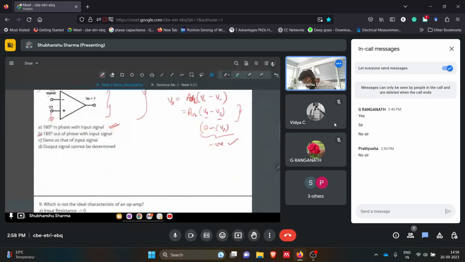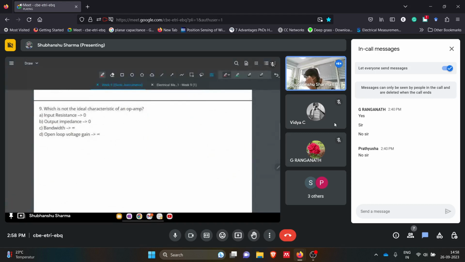Okay. So moving to the next question, which is not the ideal characteristic of an op amp. Now I think you are in a position to answer this question. Input resistance is 0. Is it? Output impedance is 0. Bandwidth is infinite. Open loop voltage gain is infinite. So if we go to these options, input resistance cannot be 0 because otherwise there will be an issue of loading. Normally we should have infinite input impedance.